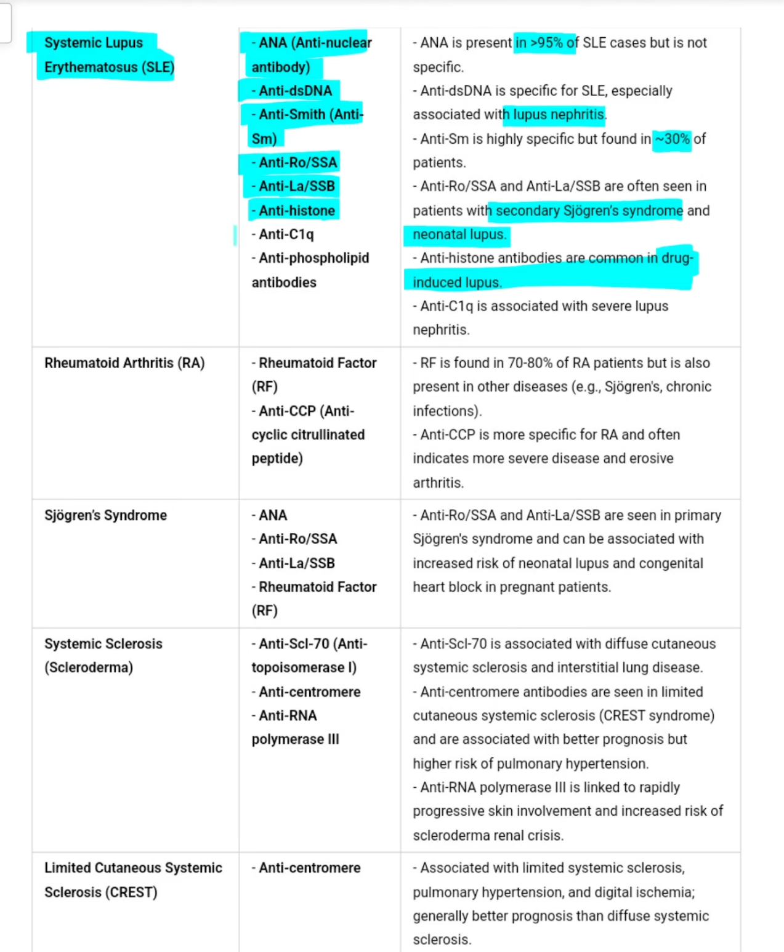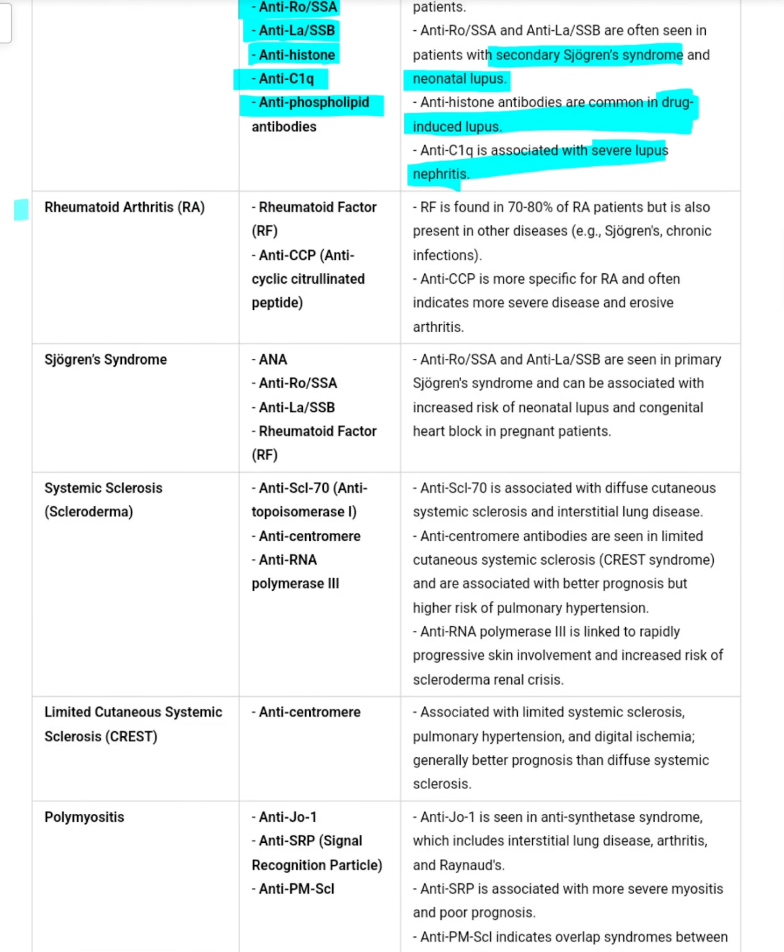Other than that, anti-C1q, complement 1q antibody. It is associated with severe lupus nephritis. And APLA antibodies, antiphospholipid, which is associated with recurrent abortions and venous thrombosis. Next is rheumatoid arthritis.